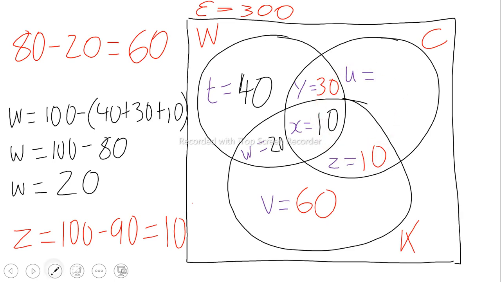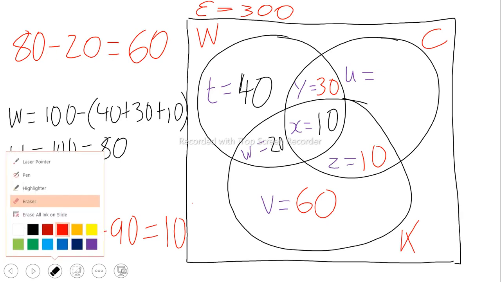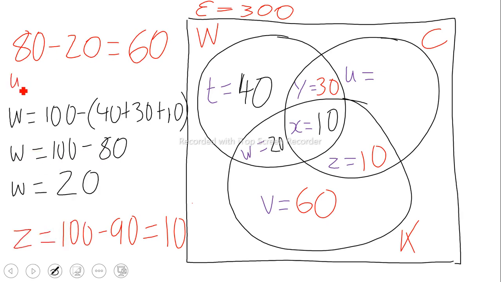All right, so let's do that. What was your answer when you did that? 70. Okay. So U is going to be equal to 120 minus 30 plus 10 is 40, 40 plus 10 is 50. So U is going to be equal to 120 minus 50. Now what is 120 minus 50? 70. Very good.